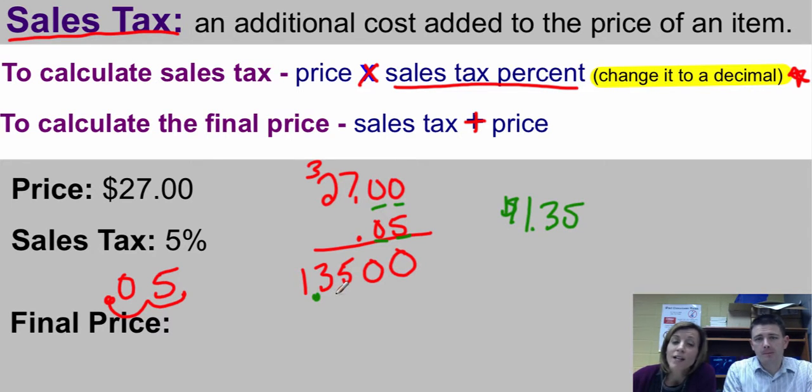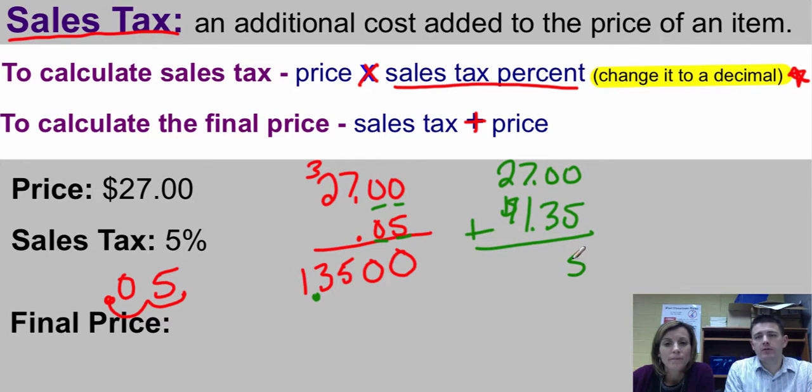I hope you know if you got an answer of 135 that'd be way too much on something that only costs $27. I would hope you would notice that. Final price, add it back to our $27. So $27, line up those decimal points, plus our $1.35. We have a final price of $28.35. The sales tax added on $1.35 to our overall total.